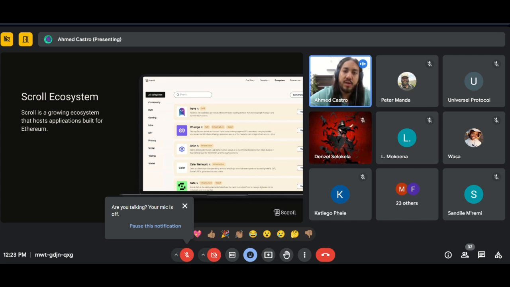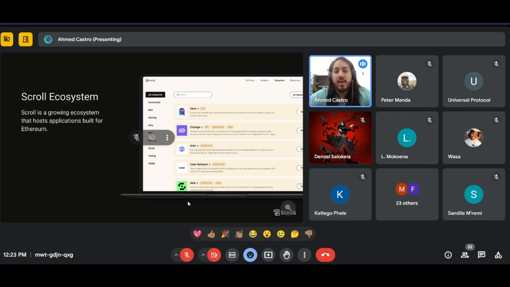In terms of the ecosystem as well, there are a lot of very Ethereum native applications deployed on Scroll. We have Uniswap, Aave, Safe. We have Compound. In terms of developer tooling, we have Chainlink and other oracles. We have The Graph. So a lot of tools that you're used to.